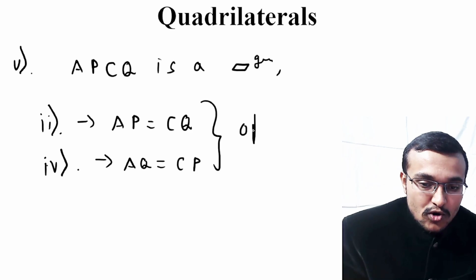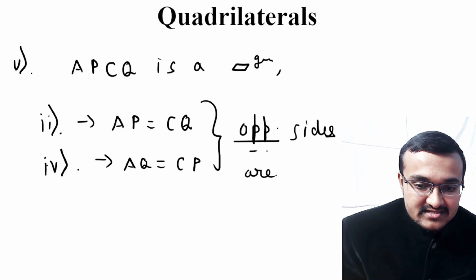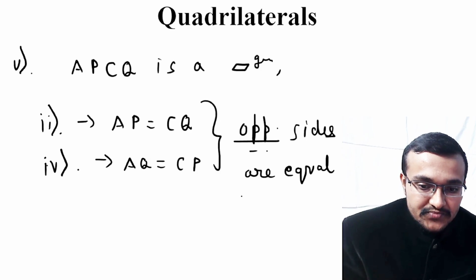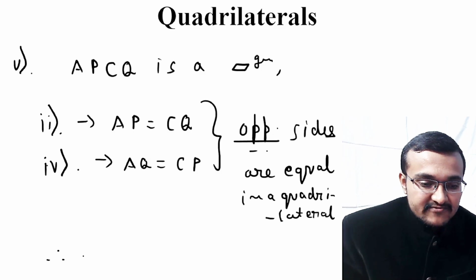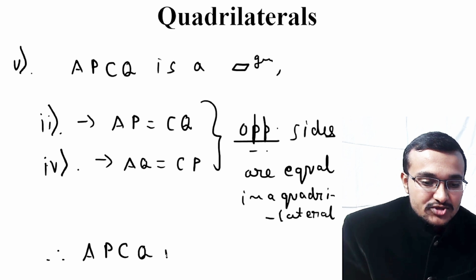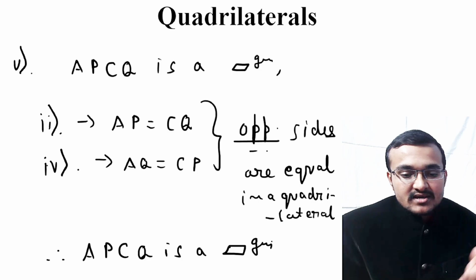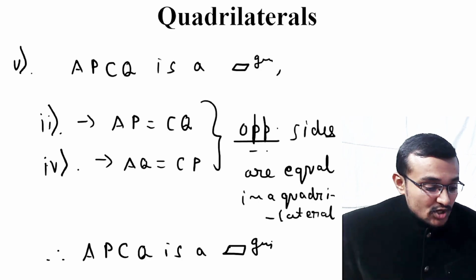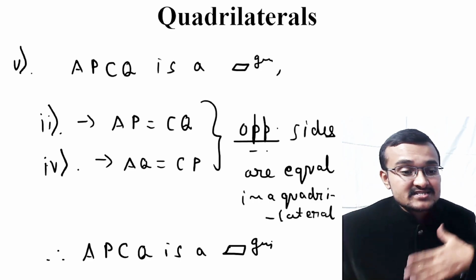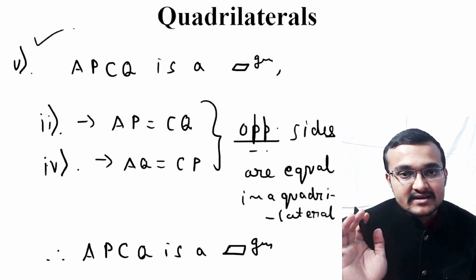So that means opposite sides are equal in a quadrilateral. Since opposite sides are equal in a quadrilateral, therefore APCQ is a parallelogram. So by taking help of the second and fourth questions, you can prove APCQ is a parallelogram. In the exam, they might not ask the first, second, third, fourth questions. They can straight away ask this particular fifth question, prove that APCQ is a parallelogram in this particular diagram.